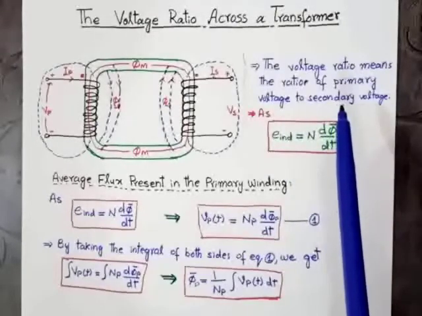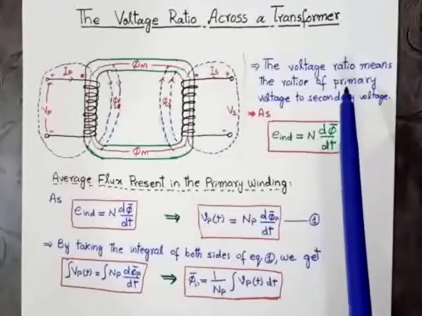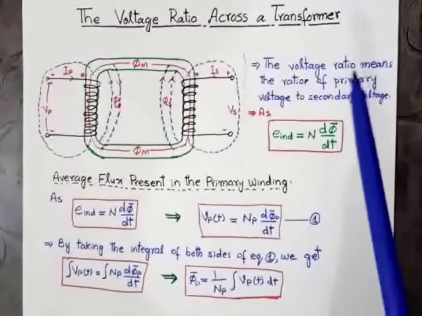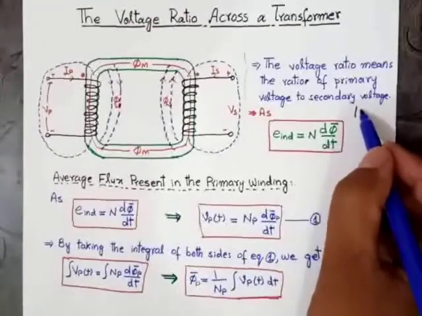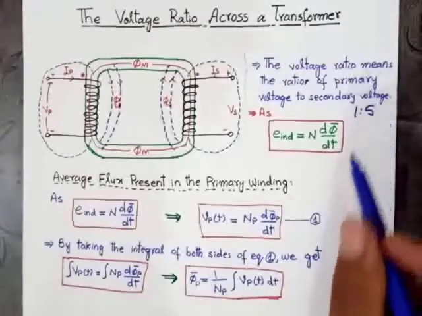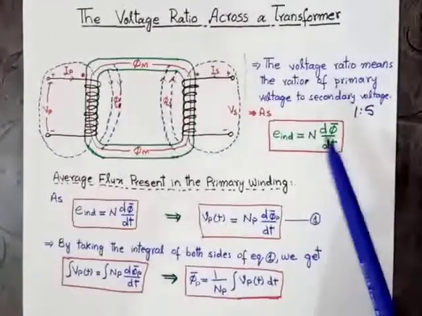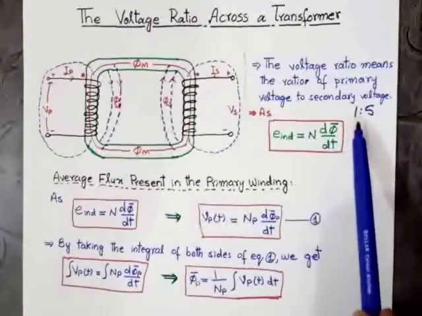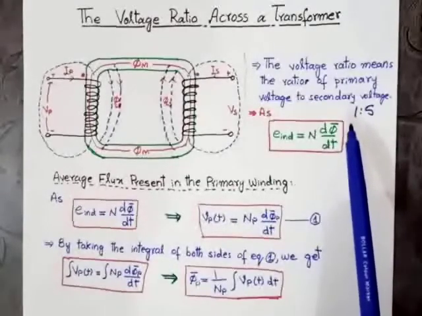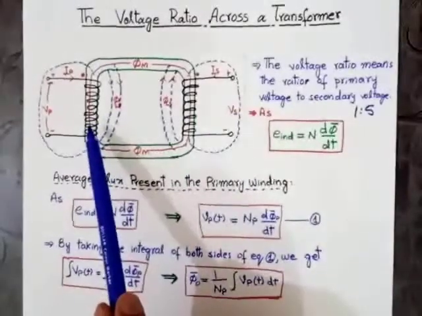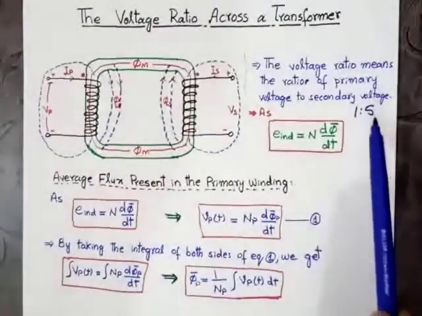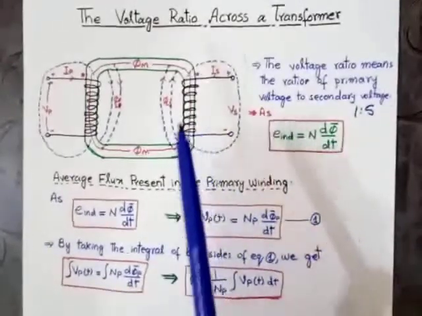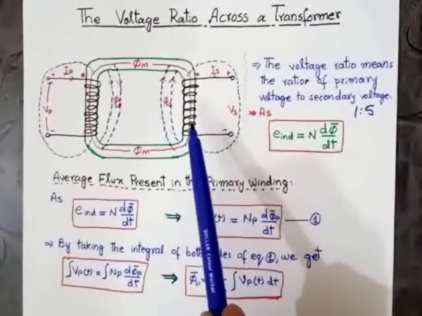Let's suppose the voltage ratio is 1:5. 1:5 means that for each volt on the primary circuit, there will be 5 volts on the secondary circuit.